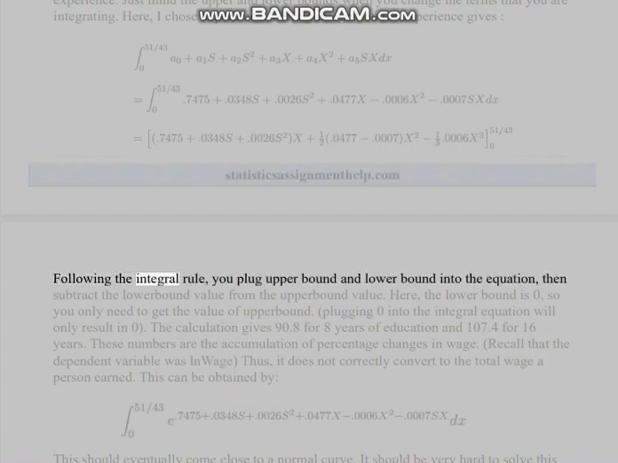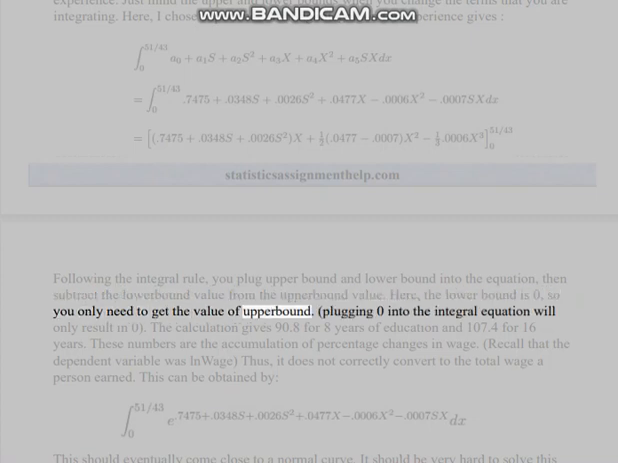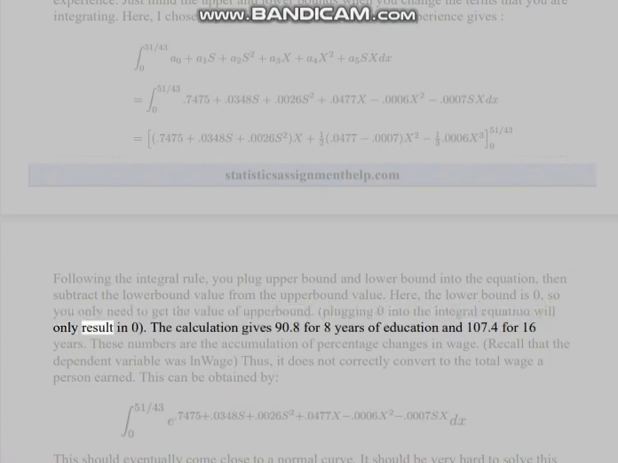Following the integral rule, you plug upper bound and lower bound into the equation, then subtract the lower bound value from the upper bound value. Here, the lower bound is 0, so you only need to get the value of upper bound. Plugging 0 into the integral equation will only result in 0. The calculation gives 90.8 for 8 years of education and 107.4 for 16 years.